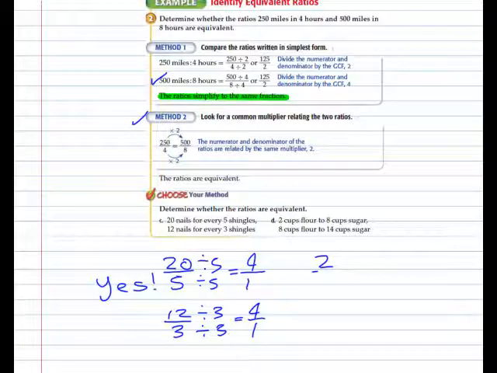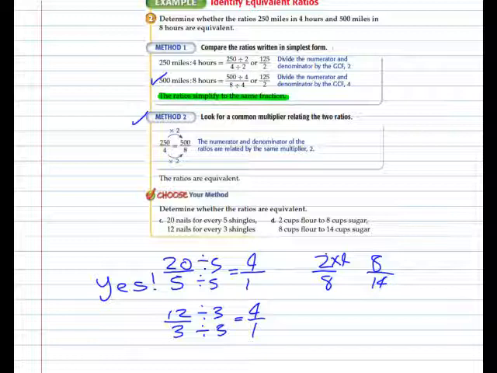In my second example, I'm going to use method 2 up here. If I write the ratio of 2 to 8 and compare that to the ratio of 8 to 14, what I would do here is multiply by 4 and get 8. If I multiply by 4 here, I don't get 14, I get 32. So these in fact are not equivalent ratios.